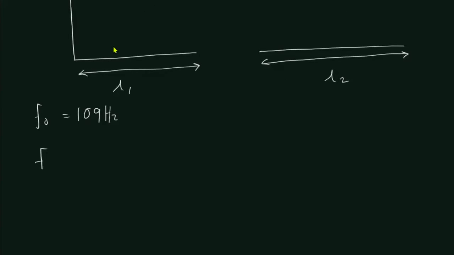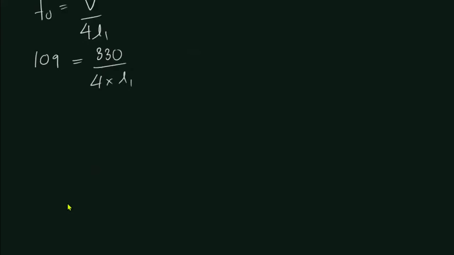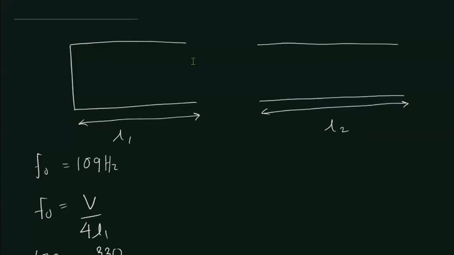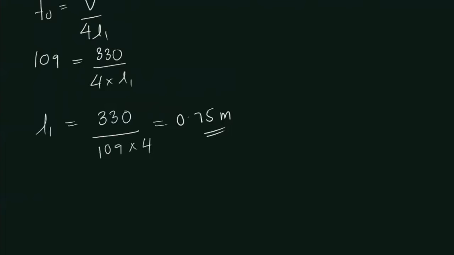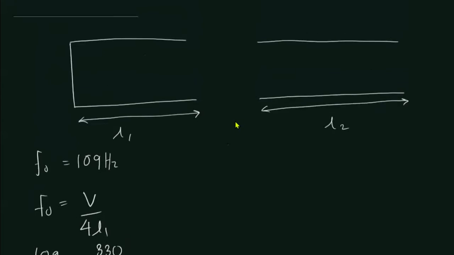f naught is equal to v over 4l. So 109 is equal to v, which is 330, over 4 into L1. We can simply find L1 in this case. So L1 can be easily found. Let me find the value of 330 over 109 into 4 using a calculator. So it was something around 0.75 meters, guys. Right, so let's go for the problem now.